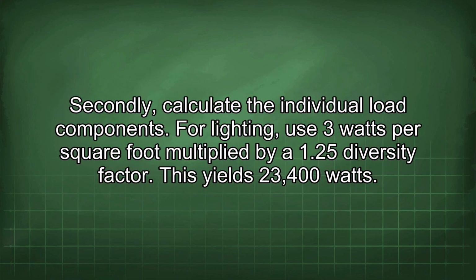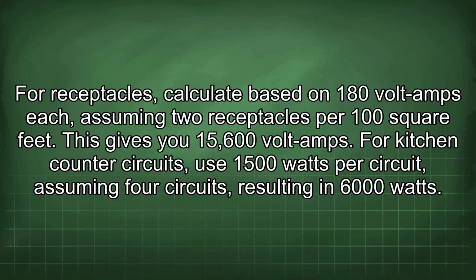This includes the building size, specified as 7,800 square feet, and the occupancy type, which is a school. Secondly, calculate the individual load components. For lighting, use 3 watts per square foot multiplied by a 1.25 diversity factor. This yields 23,400 watts.